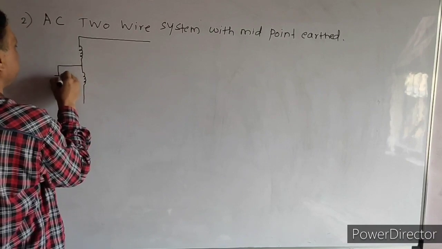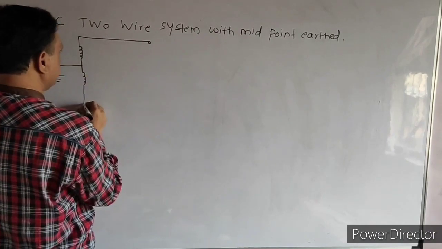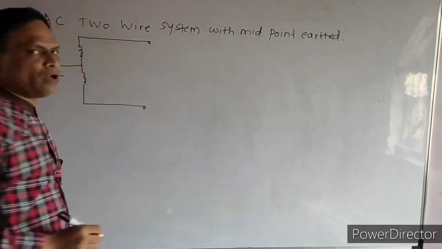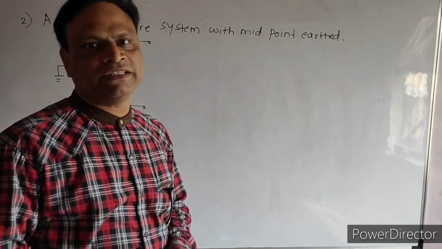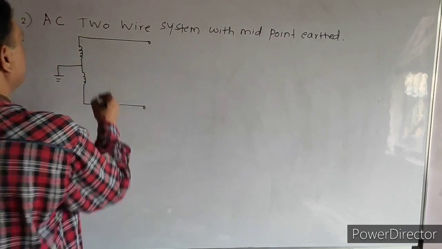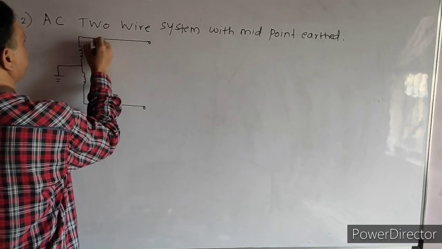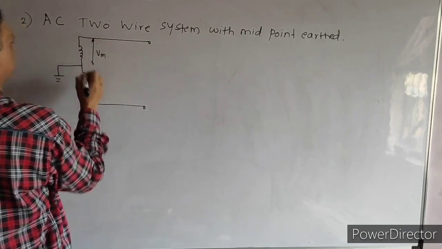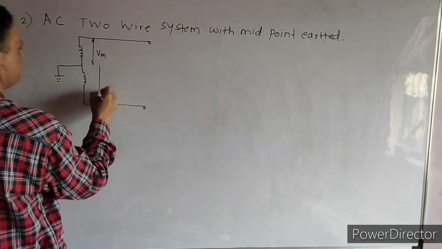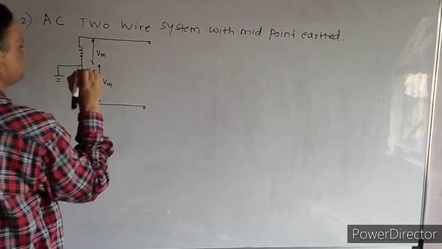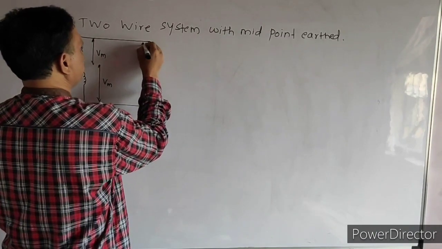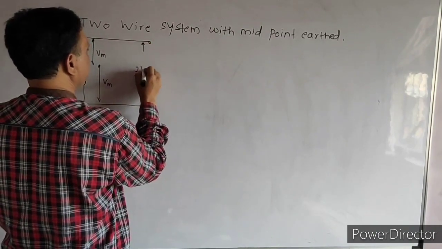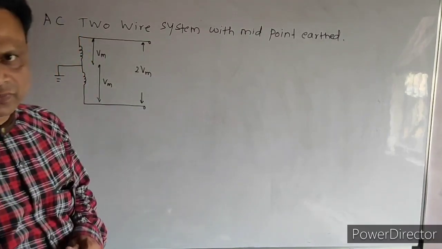Its midpoint is earth. Again here are the two conductors. Now we'll see the volume required for this. So our steps will remain as before. Let us say the voltage between the first conductor and ground is Vm. Similarly, the voltage between the second conductor and ground will be Vm. So this total will be 2 times Vm again.